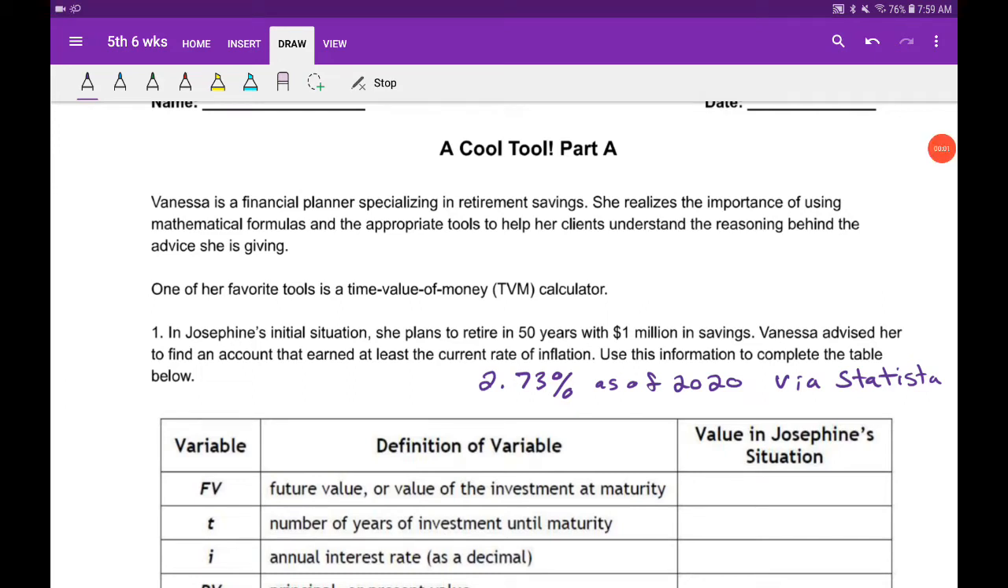Good morning, class. Today we're going to learn how to do these financial calculations using a pretty cool tool. It's called the TVM calculator.